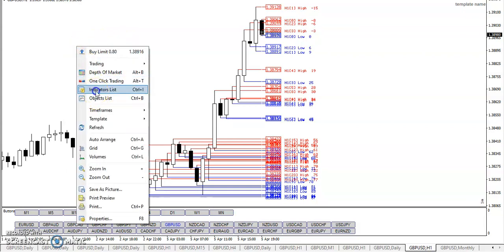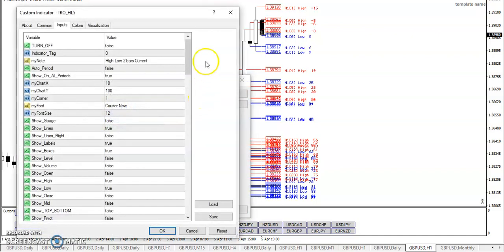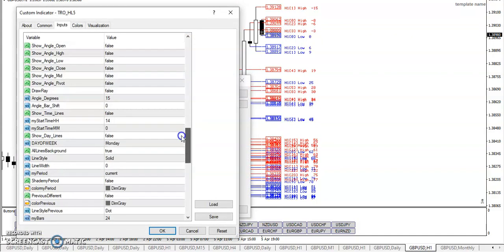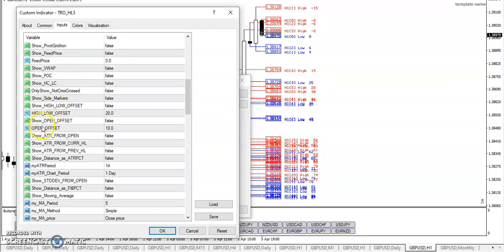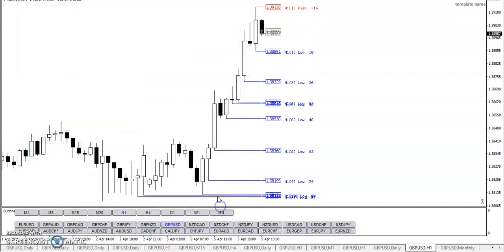Now, the next thing I want to show you is, and this is where it starts to get interesting. If I can find it. Right here. Only show not crisscrossed. So let's set this to true. Only show not crisscross. We set that to true. And you see a bunch of lines disappear because prices crisscross through them. So how does that help us?